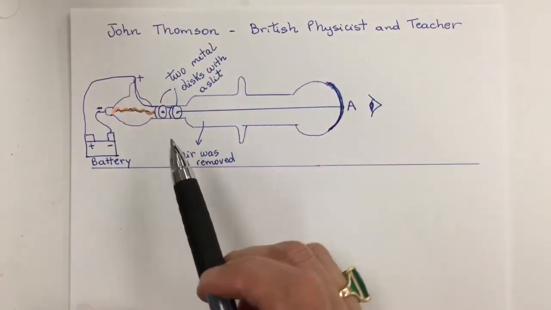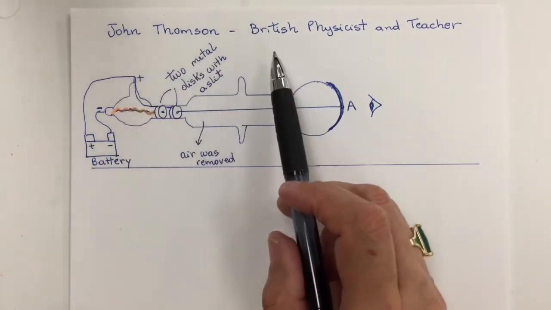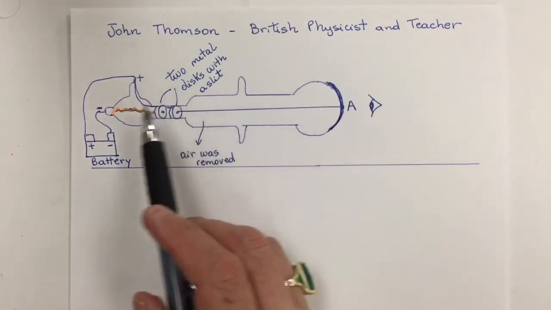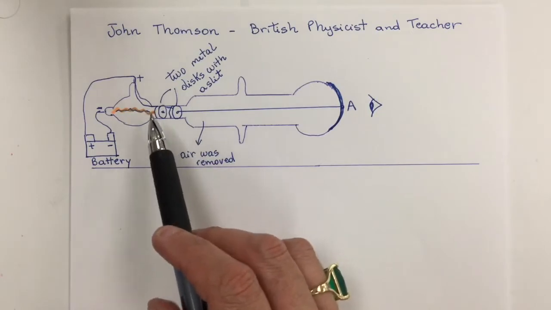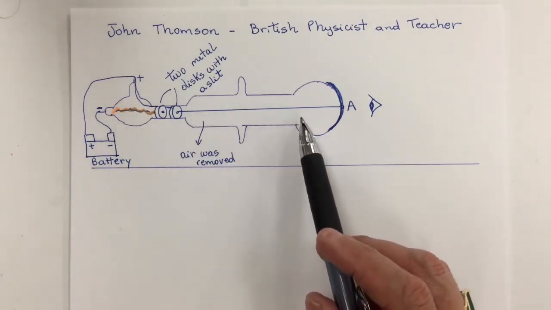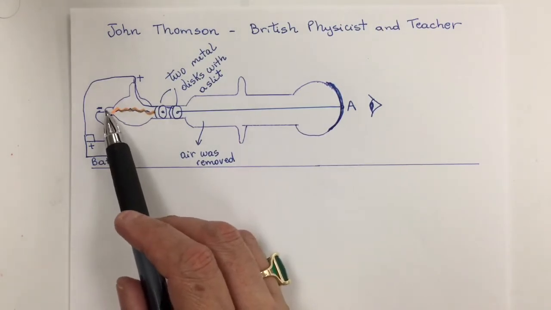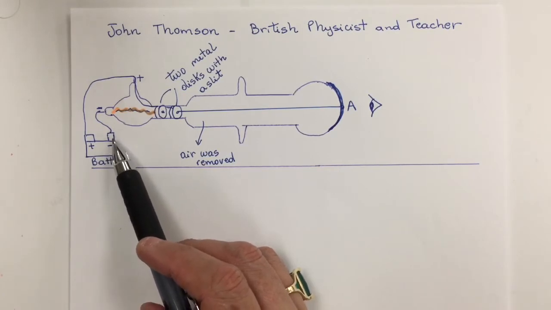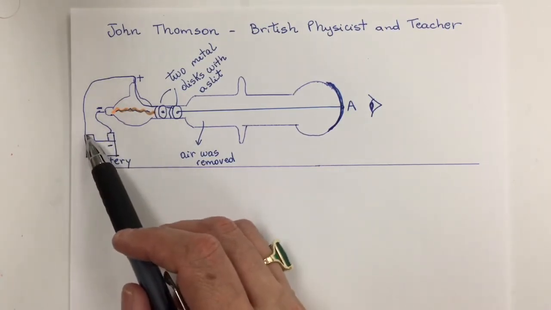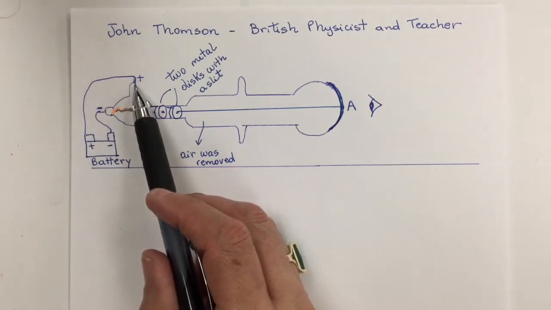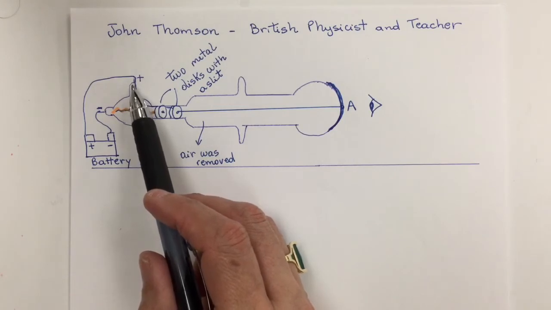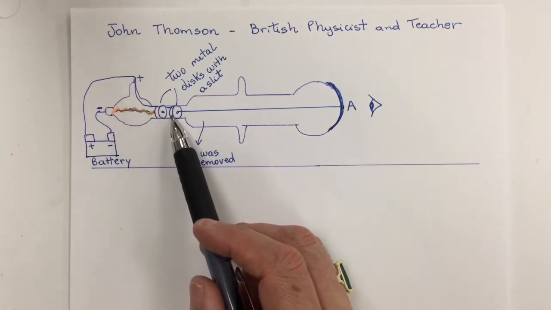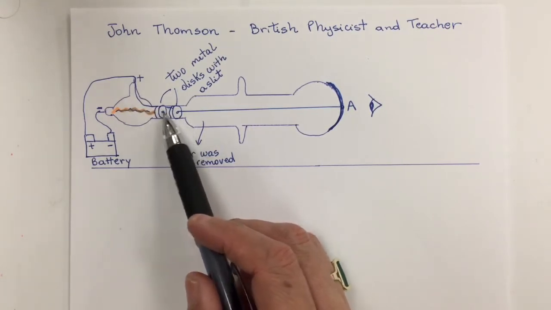This is the experiment designed by John Thomson. He was a British physicist and teacher, and what he did was he modified this glass tube, and he connected this end of the tube with the negative terminal of a battery, or cathode, and the positive terminal of the battery he connected with this section, and this section is also connected to those two metal discs with a slit in the center.